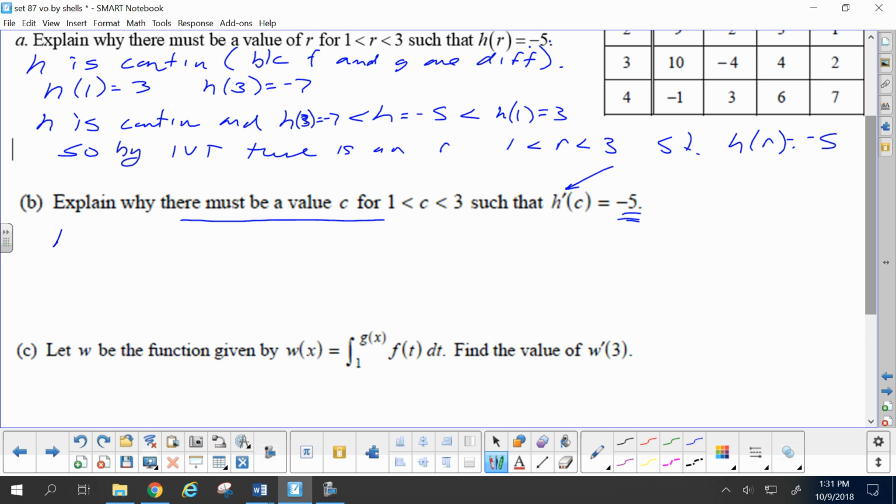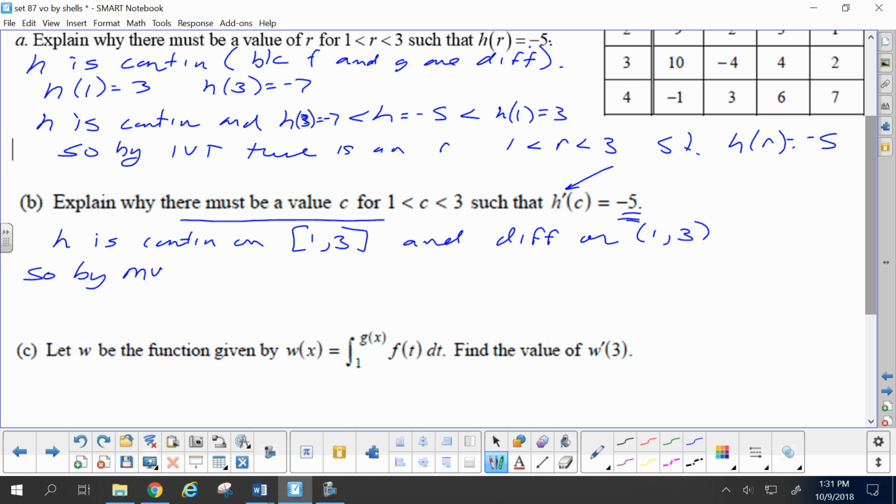What are the conditions? H is continuous on 1 to 3 and differentiable on 1 to 3. That's the first point in the rubric. Meets the conditions of MVT. So by MVT, there exists a C in 1 to 3, if you like to get fancy with the math symbols, such that H prime at C is H at 3 minus H at 1 over 3 minus 1.